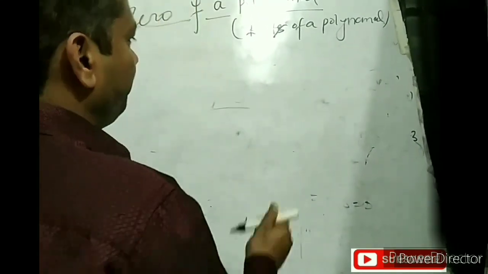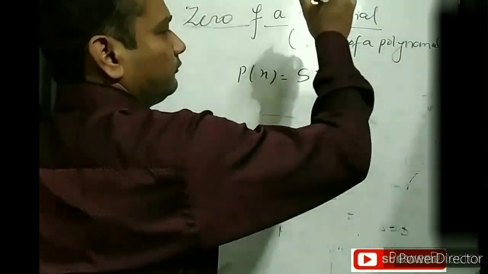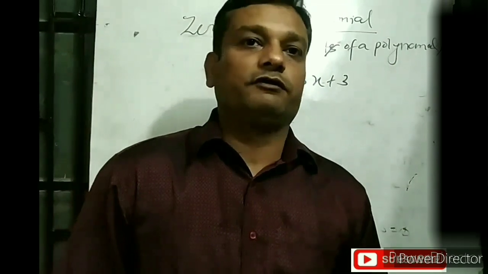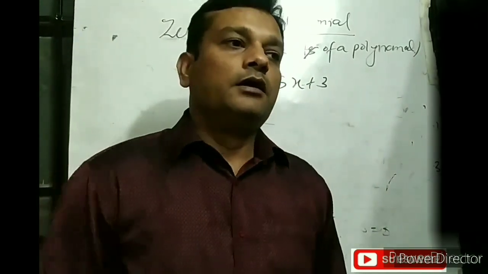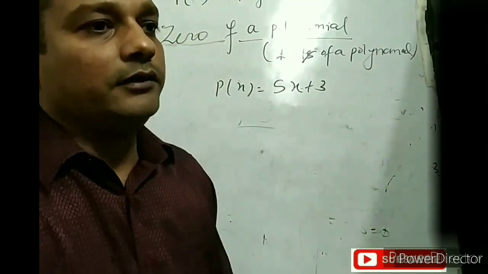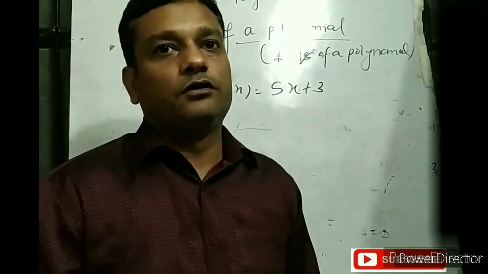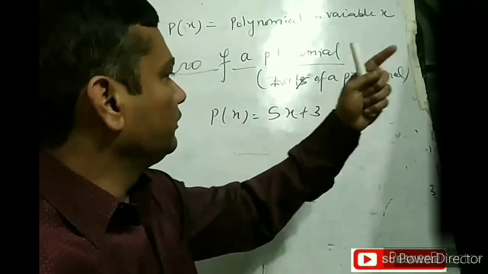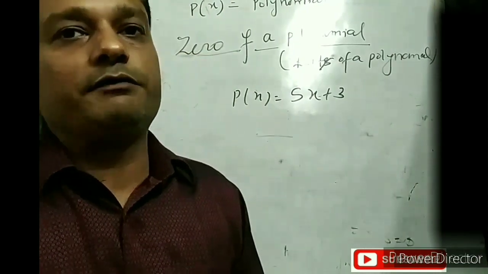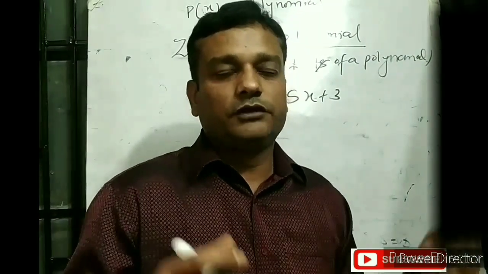If I take p(x) is equal to 5x plus 3, then what will be the zero of the polynomial? Students, one more thing I would like to add. The zero of a polynomial means that the polynomial will be equal to 0. So given p(x) is equal to 5x plus 3, we are looking for the zero of the polynomial.